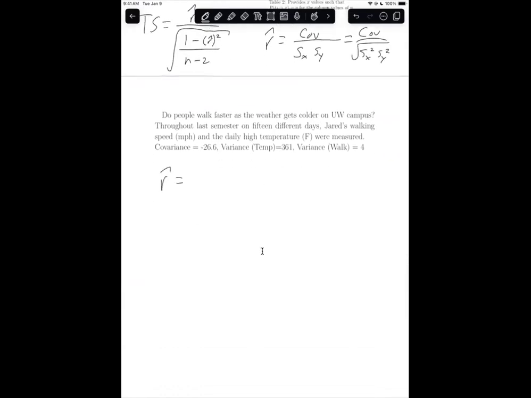So my sample correlation is equal to the negative 26.6. That's the covariance. And then it's the square root of the 361 times 4. All of that is under the square root. And that's how you calculate a correlation from the covariance and variances. So when we do this calculation, you get a negative 0.7.